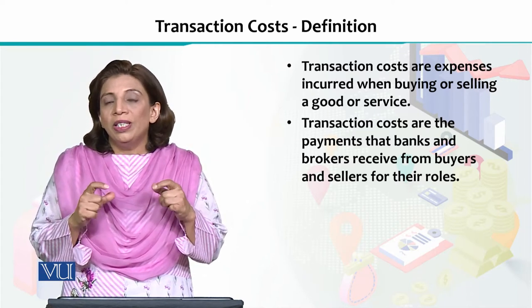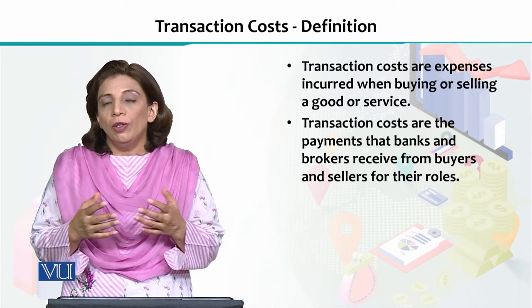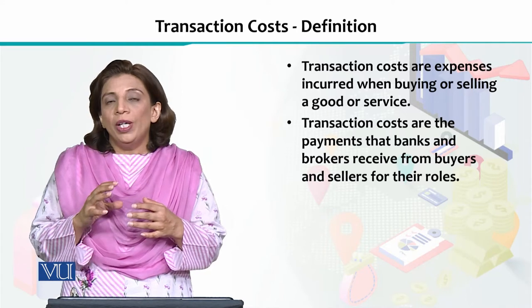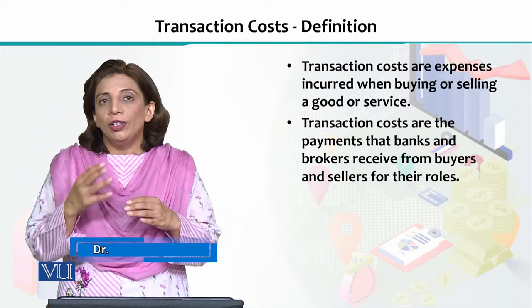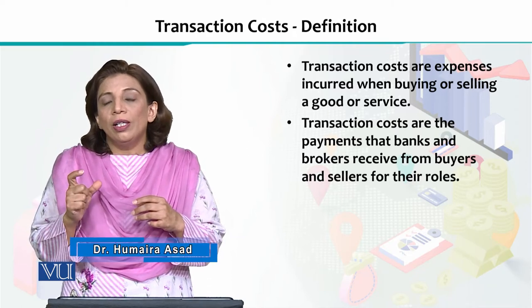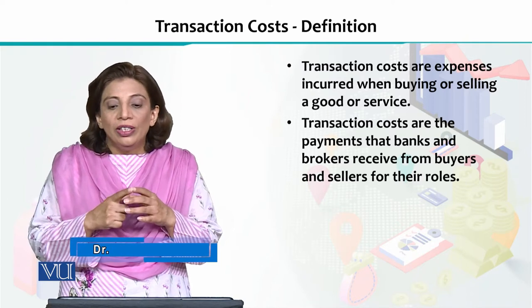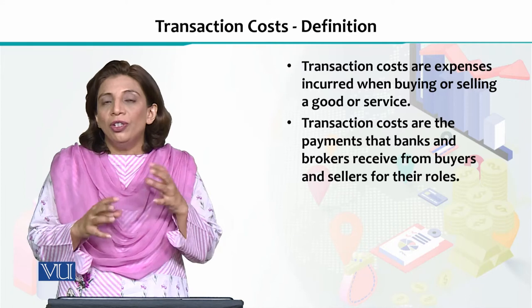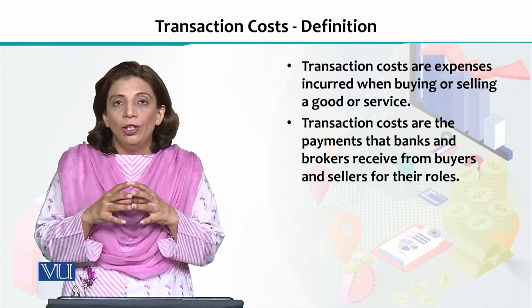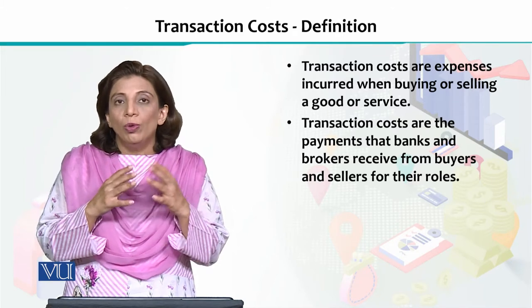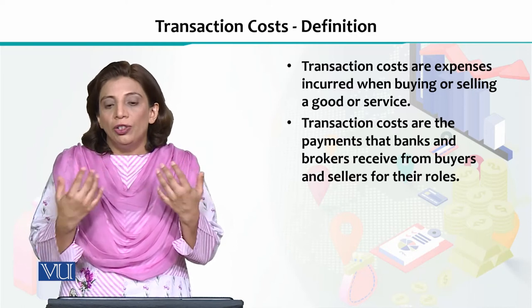So the expenses that are involved, for example, if you want to buy a security or a stock, you will have to pay some fee to the agent through which you are buying the stock. So that fee given to the agent will form the transaction cost. In terms of financial assets, these are the payments that are made to the banks or any brokers when we are buying or selling any financial instruments.